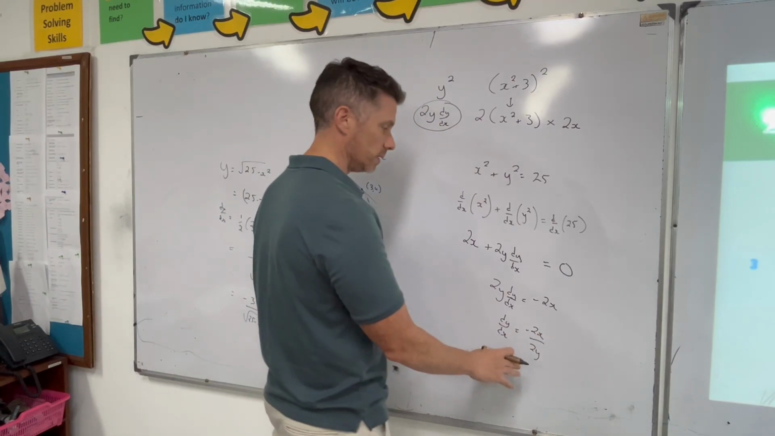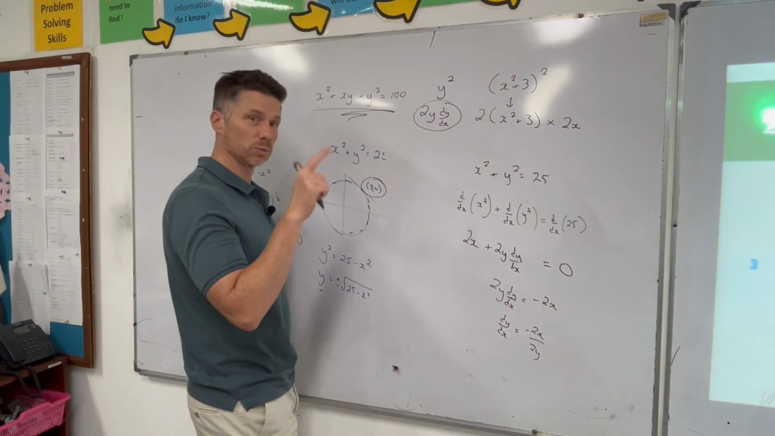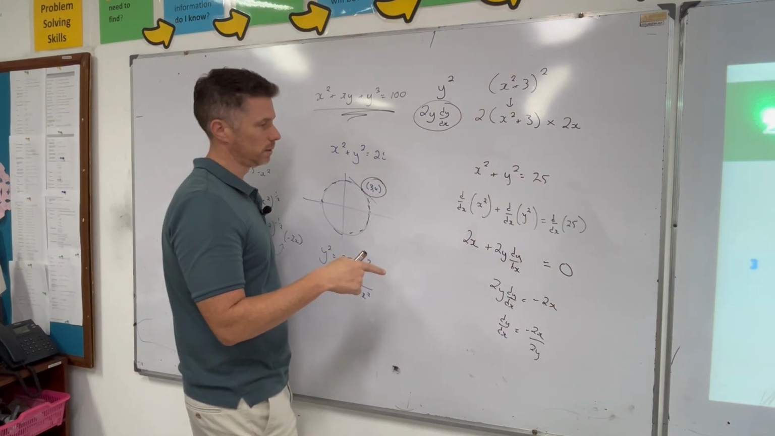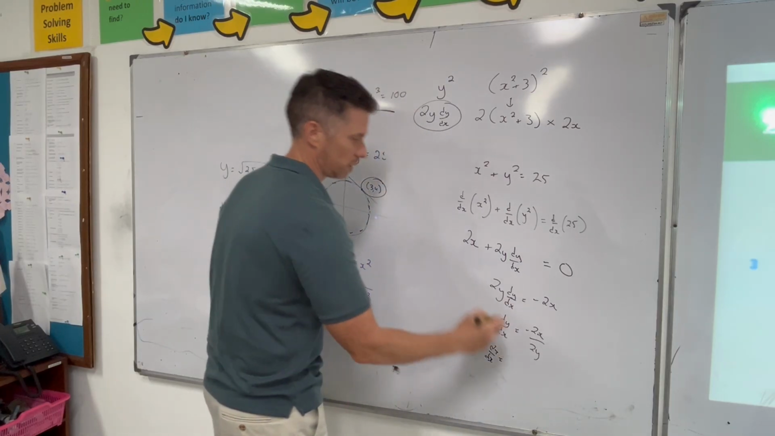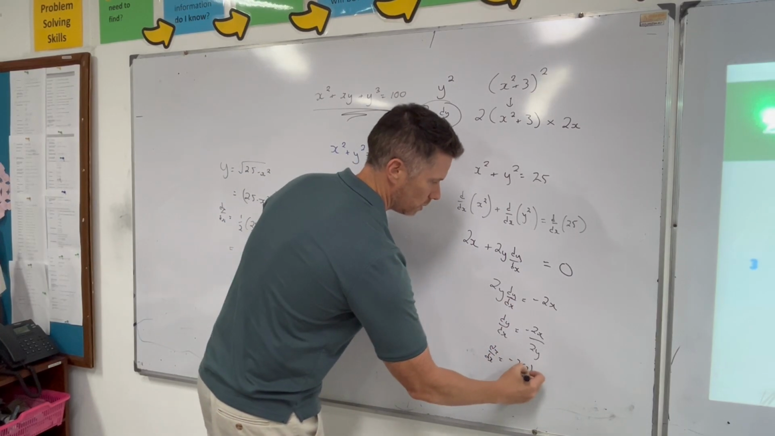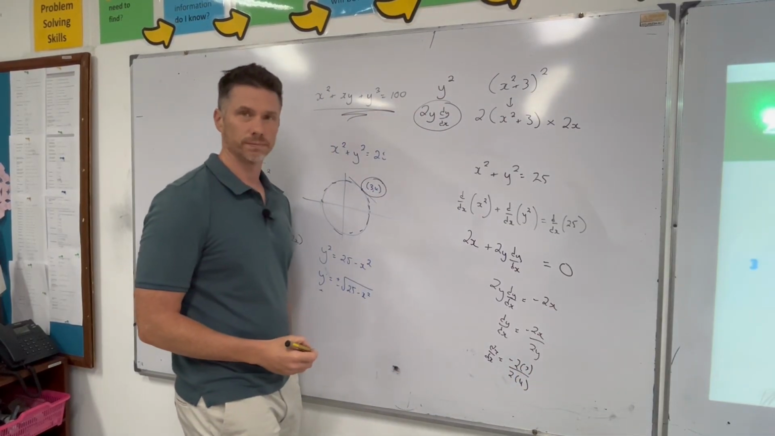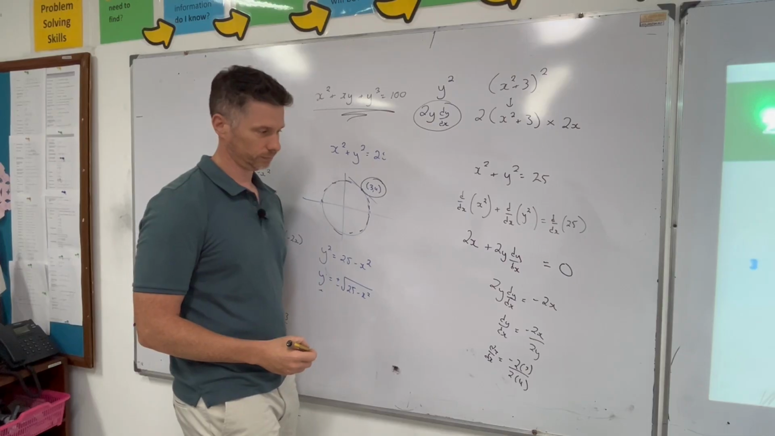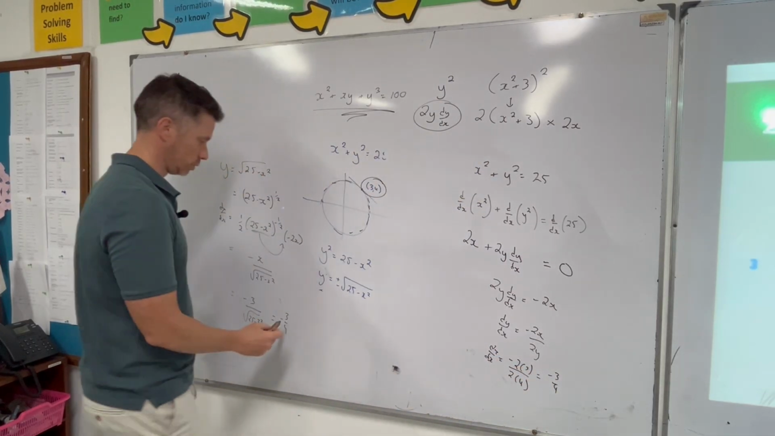Now what is the gradient at (3, 4)? This time we have to sub in 3 and 4 because we have x and y. So the derivative is minus 2 times 3, all over 2 times 4, which gives what gradient? Negative 3 over 4 still, which is what we got here.